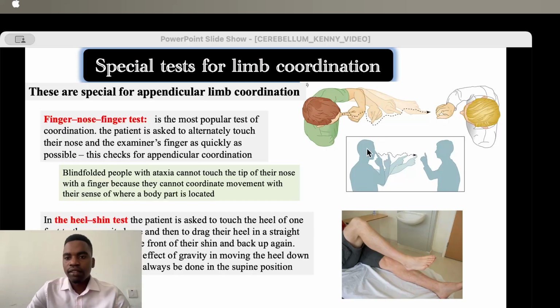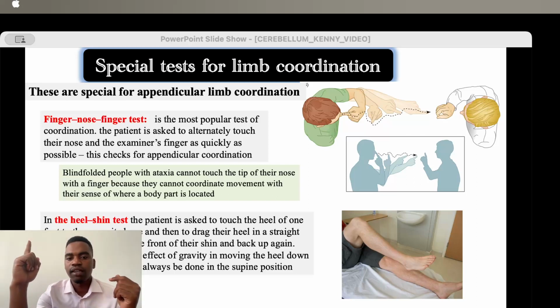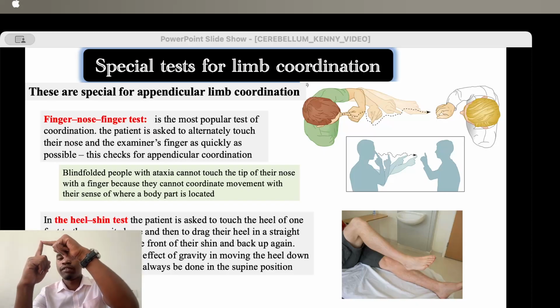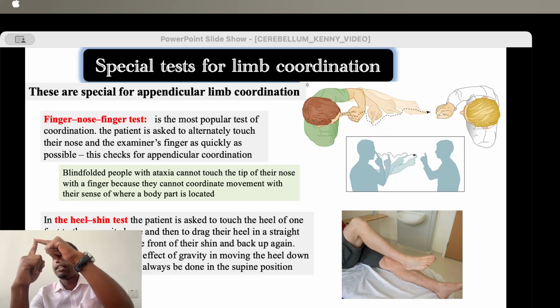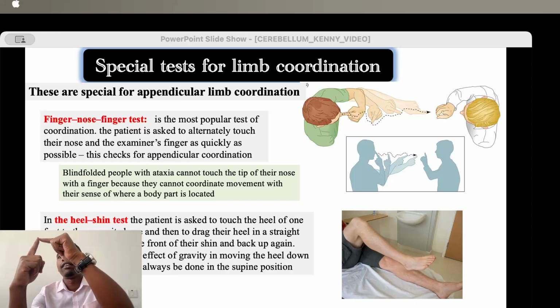The patient is asked to touch his nose, and then to touch the hand of the examiner, and then the finger of the examiner, and then to bring his finger back to his nose. So this is why it is called the finger to nose to finger test. Assume this is the examiner and this is the patient. So I'm touching the tip of the finger of the examiner, and then I'm going back to my nose.